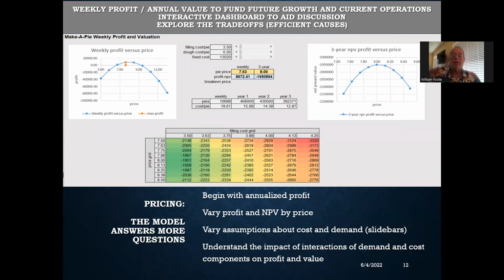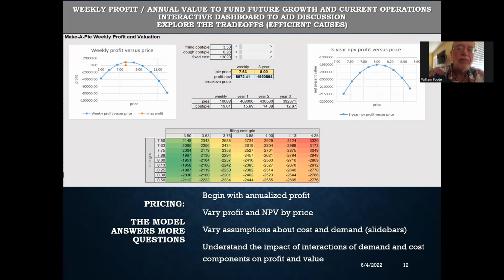Now, look at this one. Okay, we have slide bars. We still have slide bars that allow anybody who uses this to change the assumptions. That's the key. We want to change the assumptions. If we don't have that ability, it's like, so what? This model's a big so what. Okay, that's how it works.